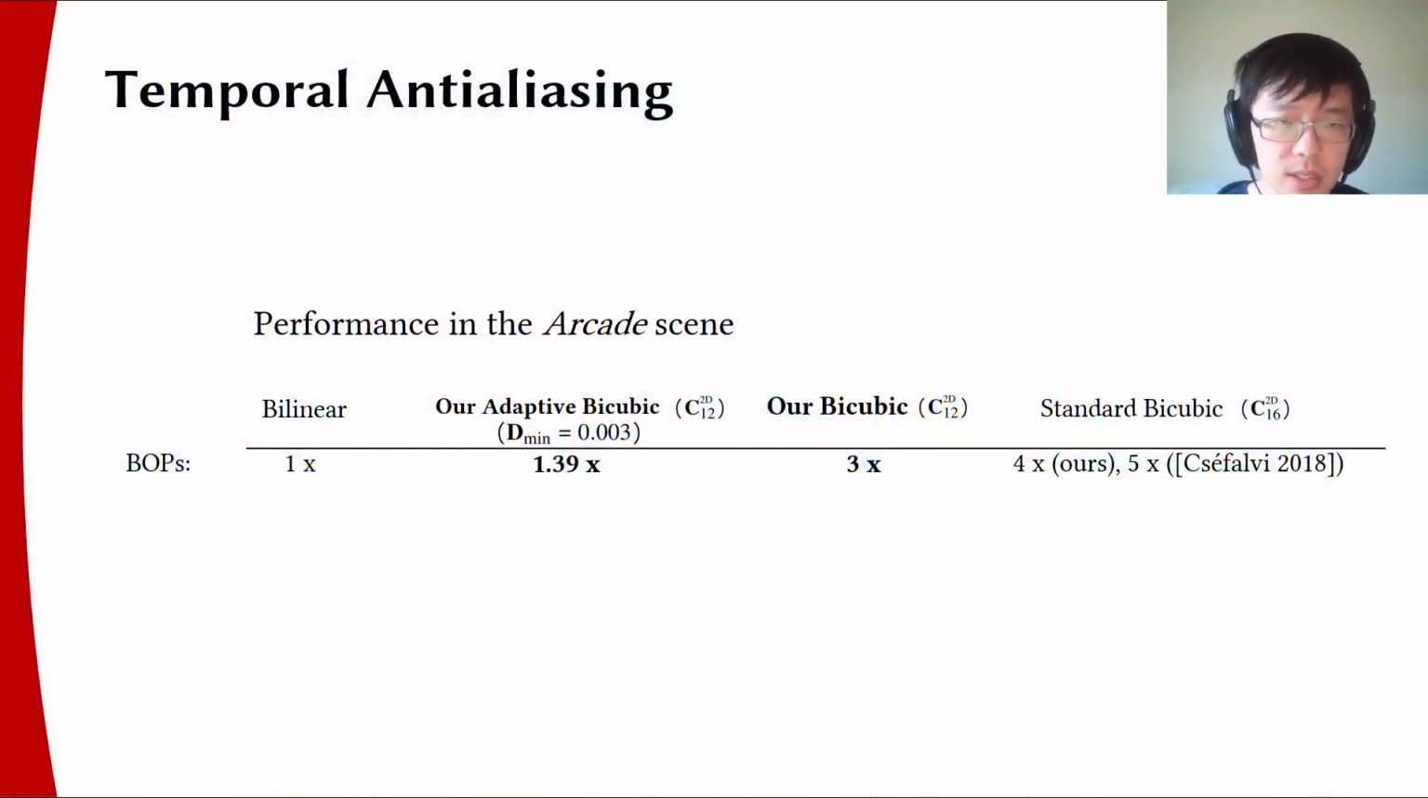Looking at the performance, our adaptive bicubic only uses 39% more bilinear operations than pure bilinear interpolation to achieve a result almost identical to full bicubic interpolation. Without adaptive clamping, our 12-point bicubic uses 3 times more bilinear operations than bilinear, but it is still cheaper than standard 16-point bicubic, which uses 4 bilinear operations with our method and 5 with the state-of-art method.